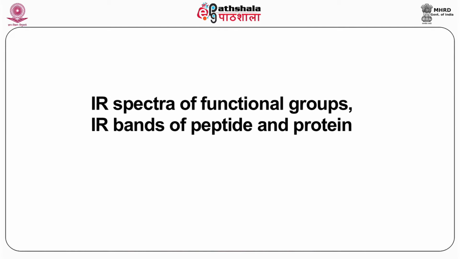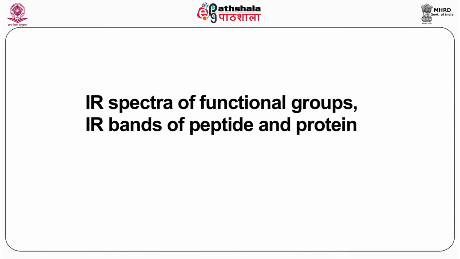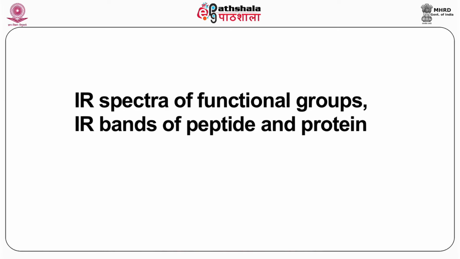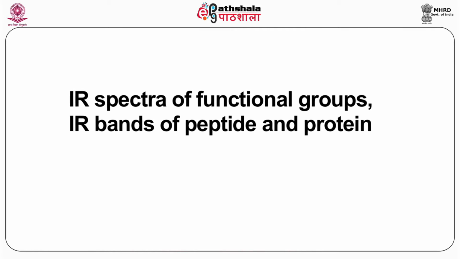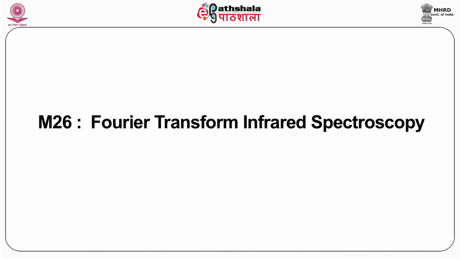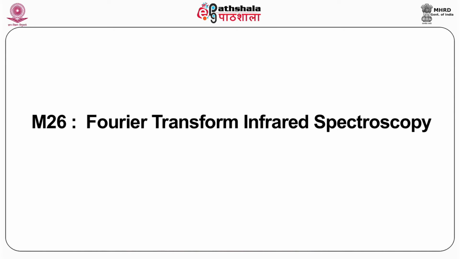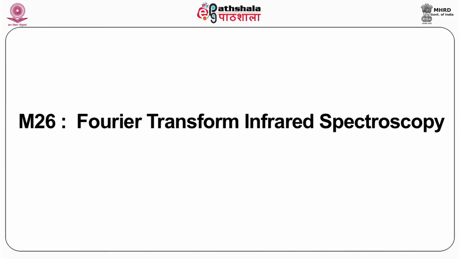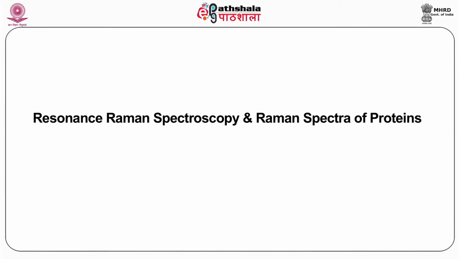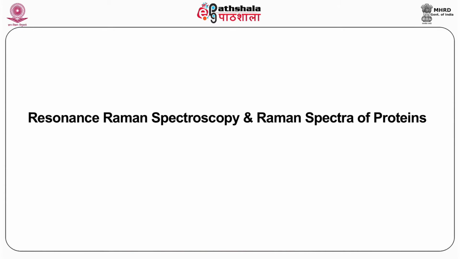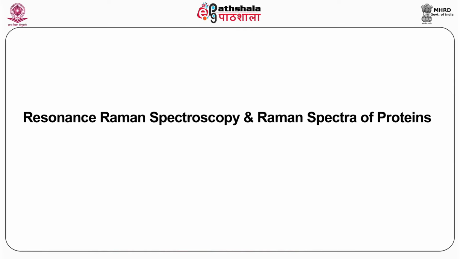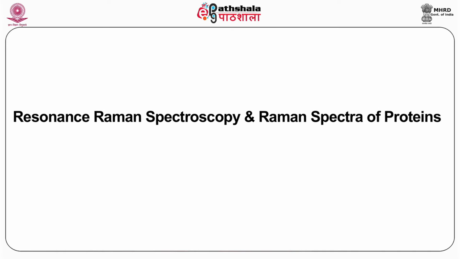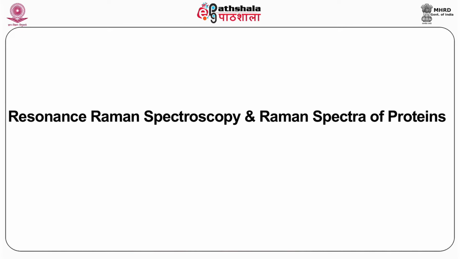And then when you finish the IR spectra, you have to understand the different functional groups, which are also called thumb rules, which are used to study the proteins and peptide groups and so on. After that there is an advanced technique, the FTIR, which is devoted to module 26. Then you have Raman, Stokes Raman spectra, resonance Raman spectroscopy, also the Raman spectra of the proteins, which is important. Raman gives a different kind of information as far as protein structure is concerned.